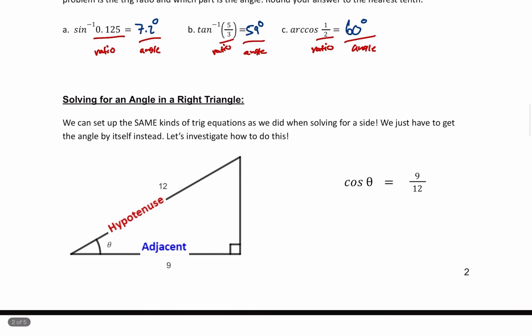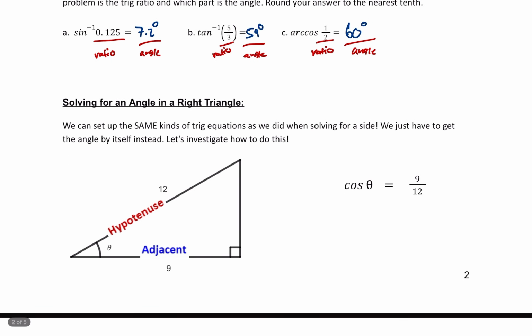Okay, solving for an angle in a right triangle. We can set up the same kinds of trig equations we did last time to solve for a missing side. But now we just have to get theta all by itself. So let's investigate how to do this. For this triangle right here, they've already written my trig equation. It's the cosine of theta is equal to 9/12. I want to know how I'm going to get theta all by itself.